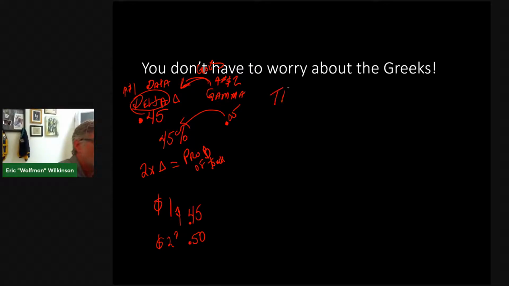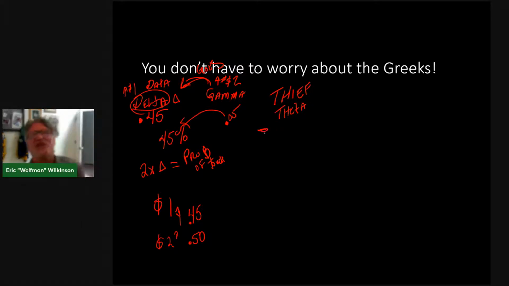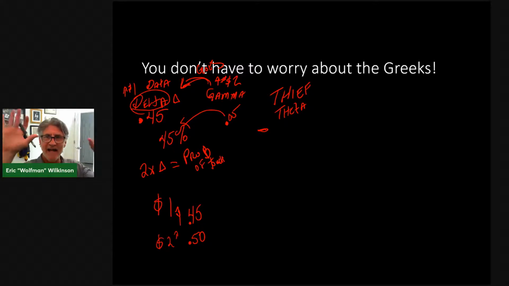And then finally, we've got the thief in the night that steals your premiums. His name is theta. Theta is always negative, because you can't go back in time. So the only way to make theta positive is to sell. If you sold, and theta is negative, it'll help you out.